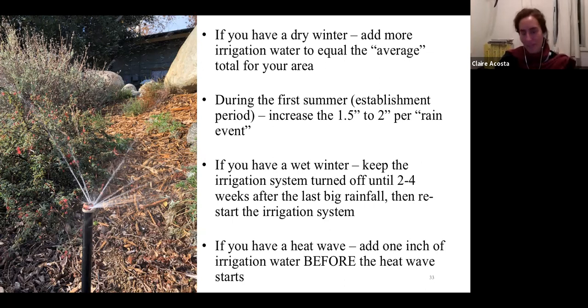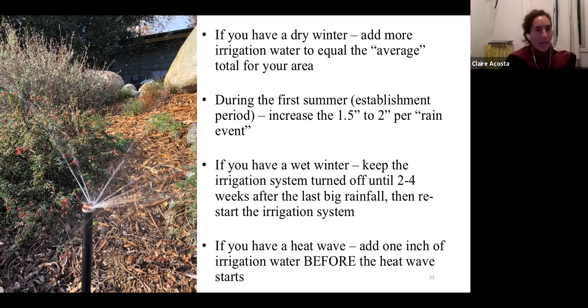And then we've definitely said this, but for the heat wave, you could be adding 1 inch of irrigation water before the heat wave starts. So again, if you know there's a heat wave coming, you could put 1 inch of water down with whatever irrigation system you have.